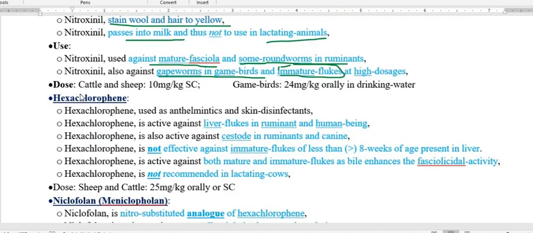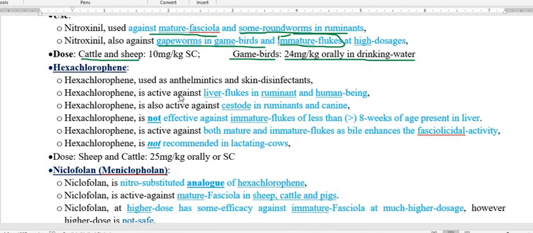Regarding its dose, nitroxynil in cattle and sheep is 10 mg per kg body weight subcutaneously. For game birds, it is about 24 mg per kg orally in drinking water. So this is all about nitroxynil.